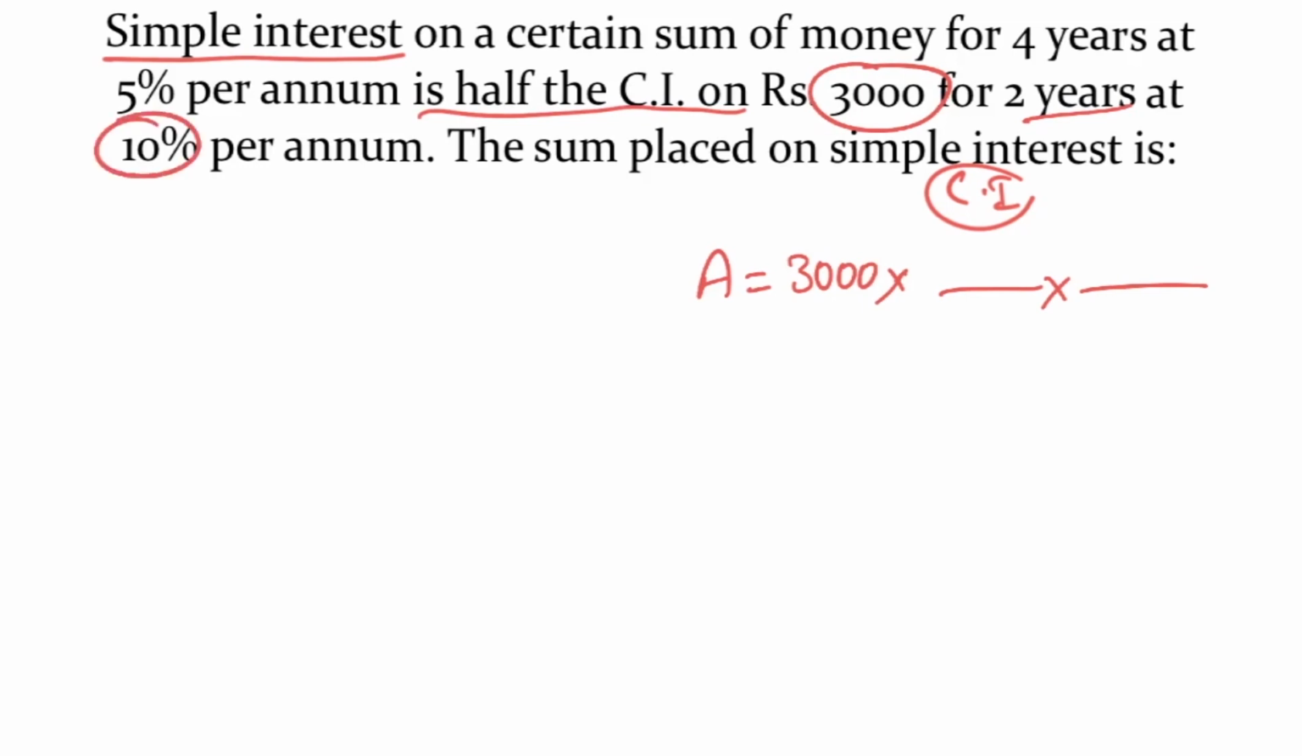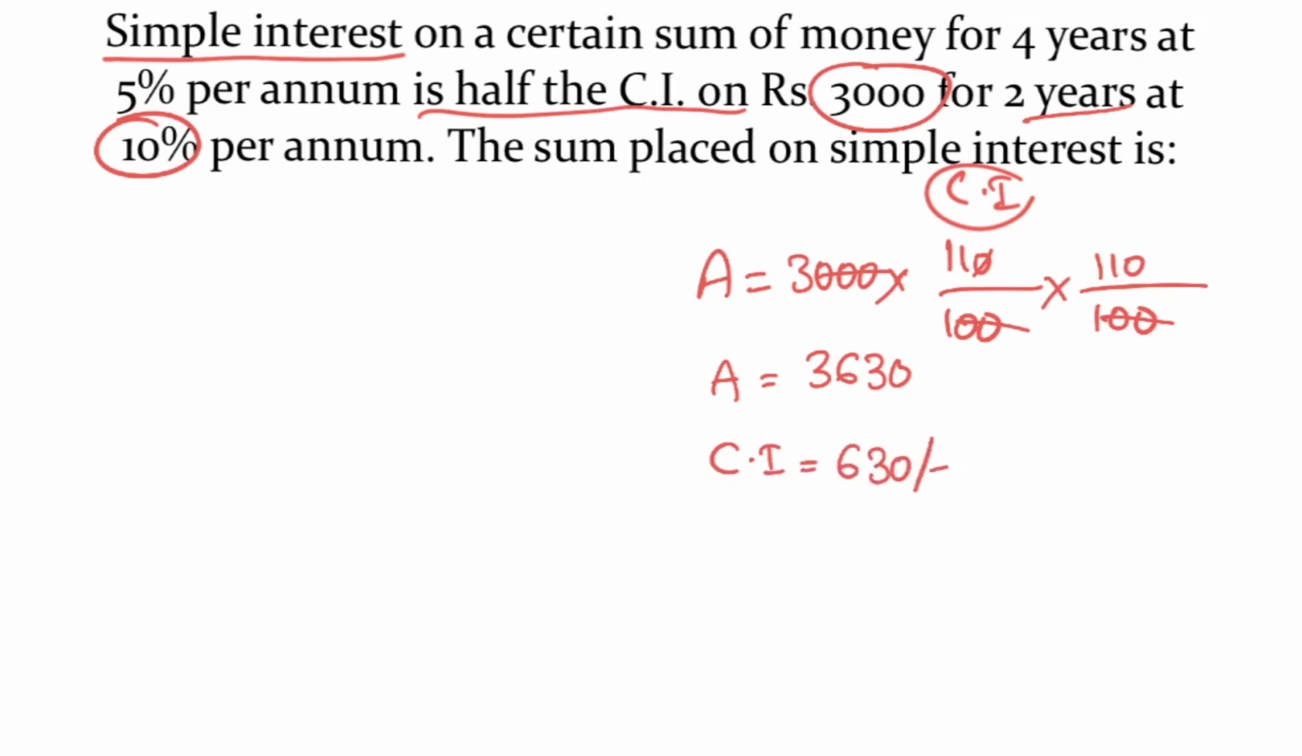Rate of interest is 10% per annum, so 110 by 100 into 110 by 100. 2 zeros, 2 zeros, 4 zeros cancel. So amount is equal to 11 into 11, 121 into 3, 363, 3630. So compound interest is 630 rupees. See, principal is given, principal is 3000. On that, compound interest is 630 rupees.